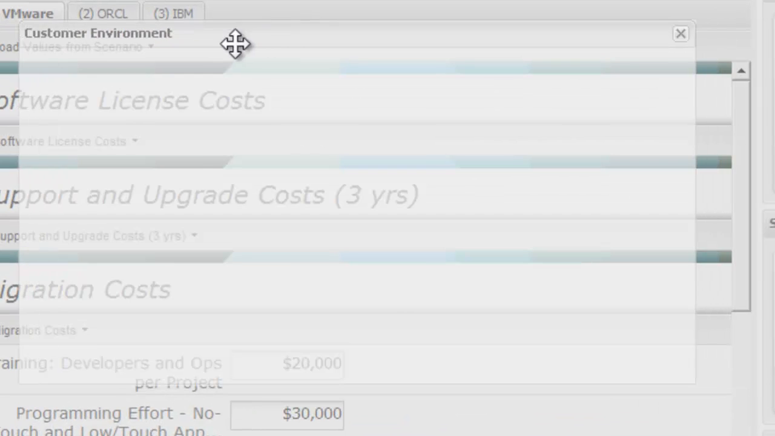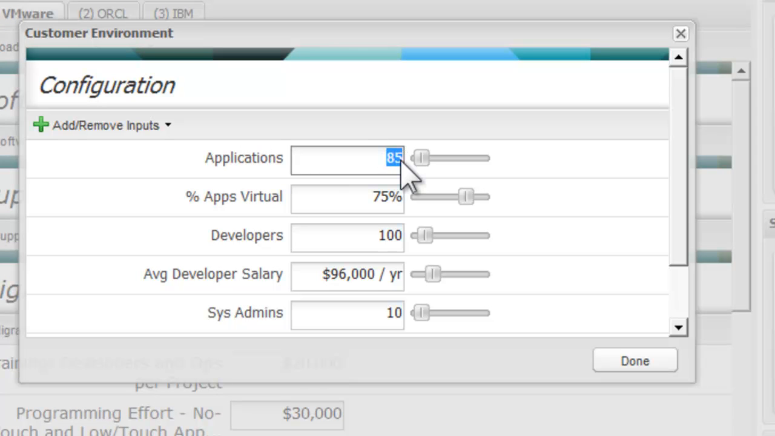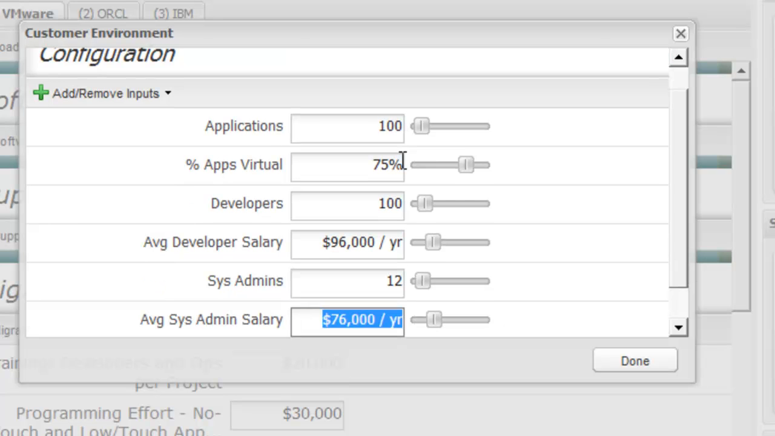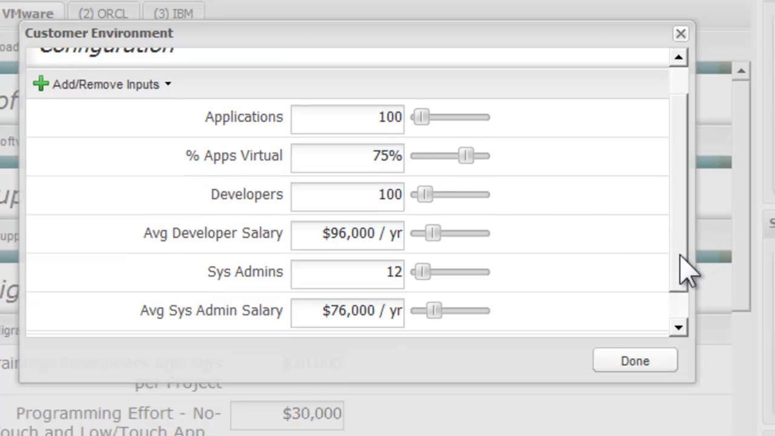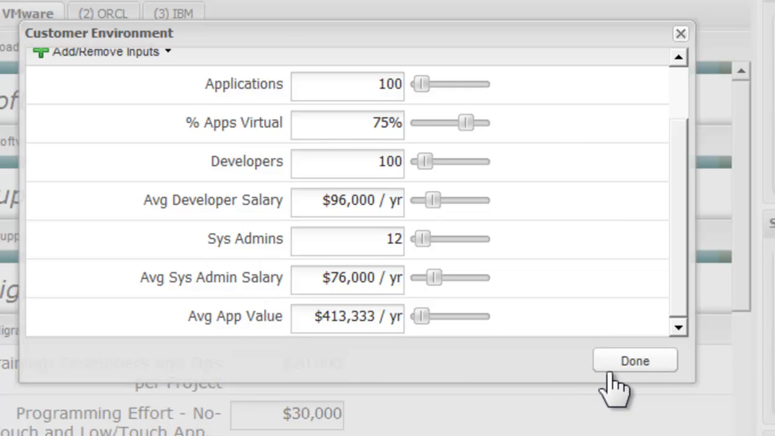Now let's bring these calculations into perspective for Saving Money Incorporated. We can configure the number of applications we intend to migrate, in our case, 100. We can also set how many developers we have, how much a developer costs a year, how many system administrators we have on staff, and our application value.